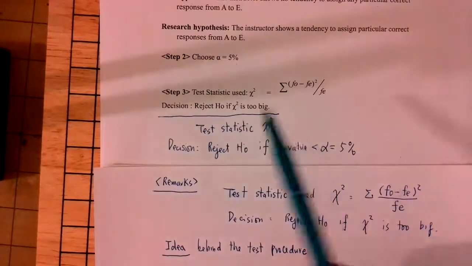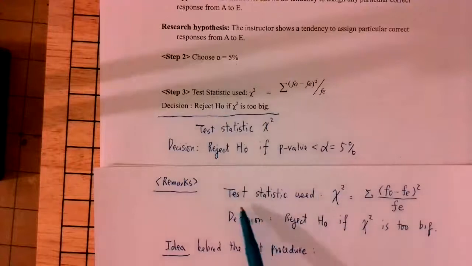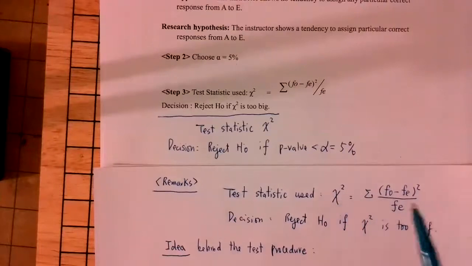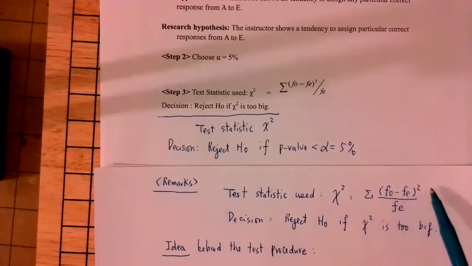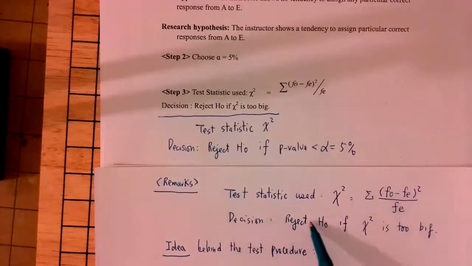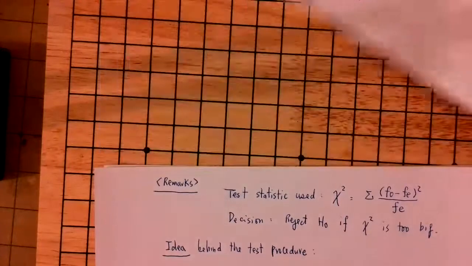Now, step 3, test statistic used. We're going to use chi-square, and how we form the chi-square test statistic is FO minus FE squared divided by FE, and then we sum it up. And the decision is to reject H0 if chi-square is too big. And what is the idea behind this test procedure? Let me go into the details.